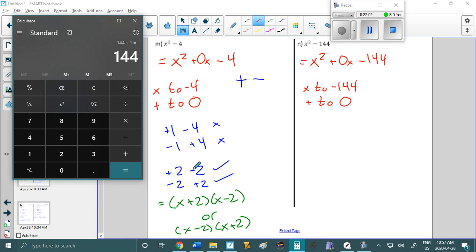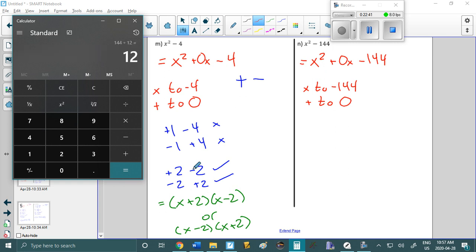So 144 divided by 1 is 144. That doesn't work. Divided by 2, 72. 2 and 72 aren't the same. Divided by 3. 3 and 48 aren't the same. Divided by 4. 4 and 36 aren't the same. Divided by 5. Nothing. Divided by 6. 6 and 24, not the same. Divided by 7. Ugh. Divided by 8. 8 and 18, not the same. Divided by 9. Holy, this has a lot of numbers that multiply to it. 9 and 16, not the same. 10 doesn't work. 11, decimal, doesn't work.